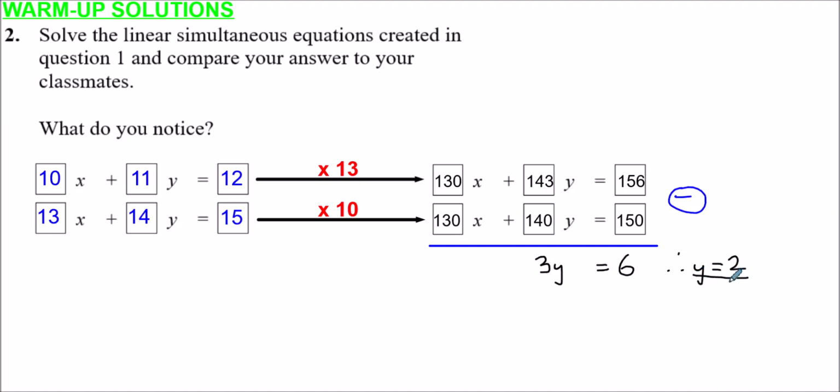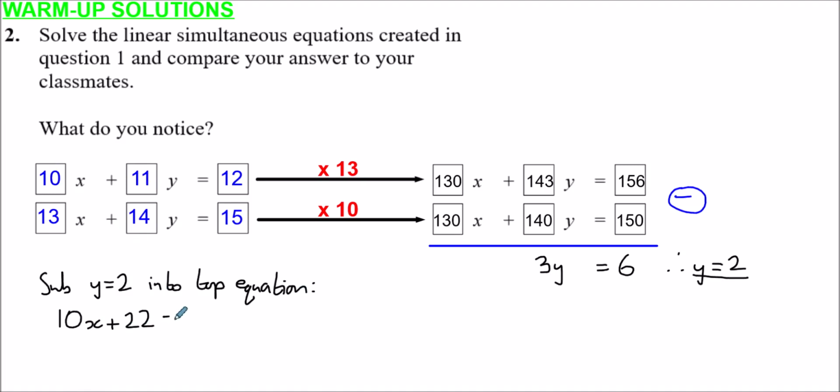Now we know that y equals 2, we can substitute that back into one of the initial equations. And so if I sub y equals 2 into the initial top equation, we end up with 10x plus 11y, 11 times 2 is 22, equals 12. So then we have 10x is going to equal 12 minus 22, which is minus 10. Divide through by 10, we get that x equals minus 1. So my set of solutions is x equals minus 1 and y equals 2.